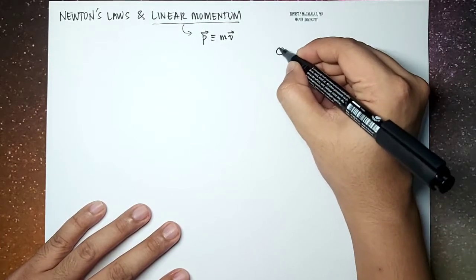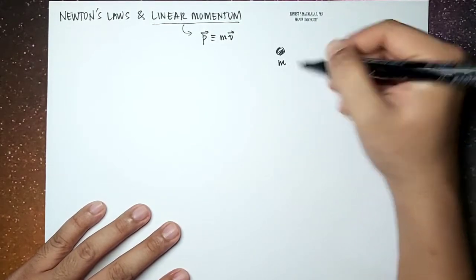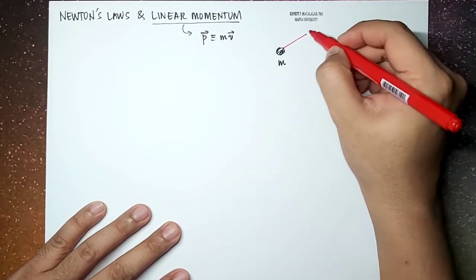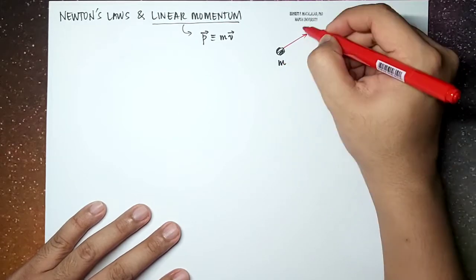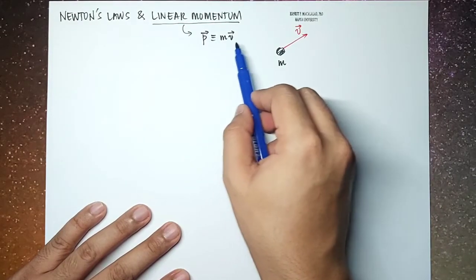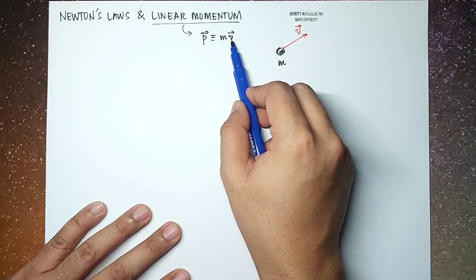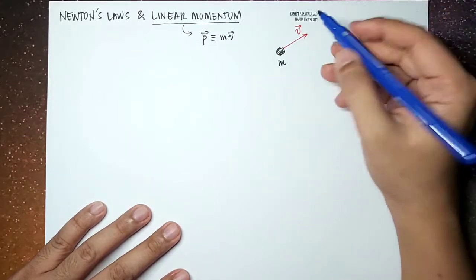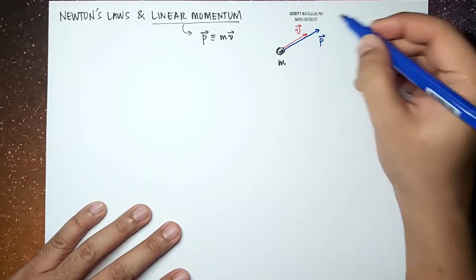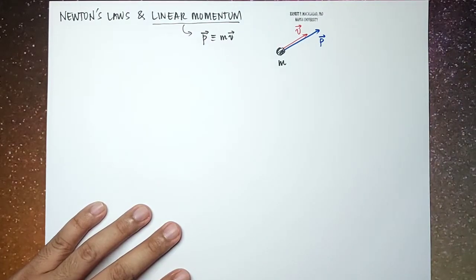So for example, if this is your mass m, and let's say the velocity of this mass is directed in this direction, using rules of vector algebra, we can see that the momentum of the particle p would follow the direction of your velocity because m is always positive. So in this case, the linear momentum will be directed in that direction.